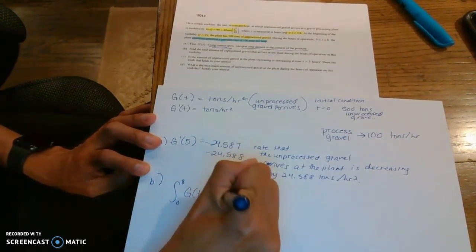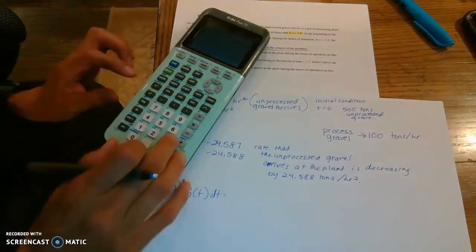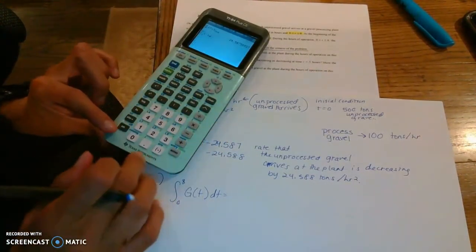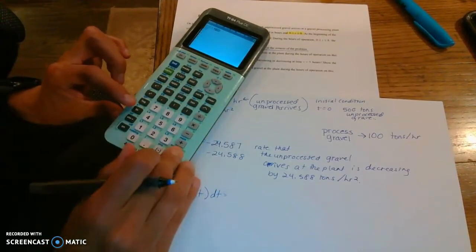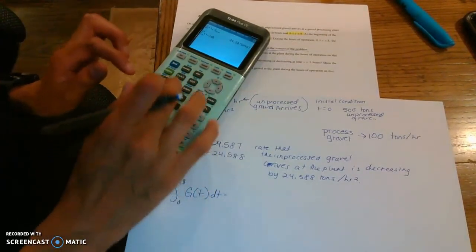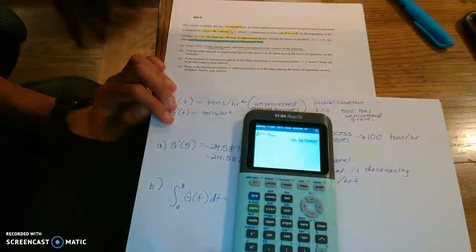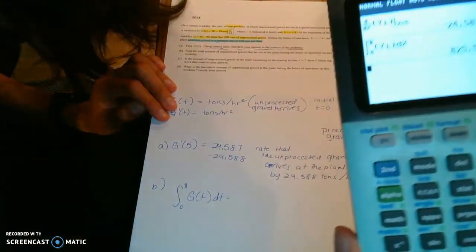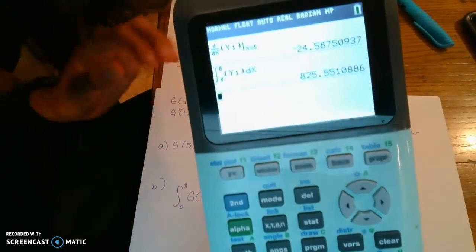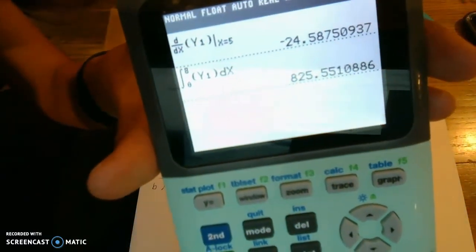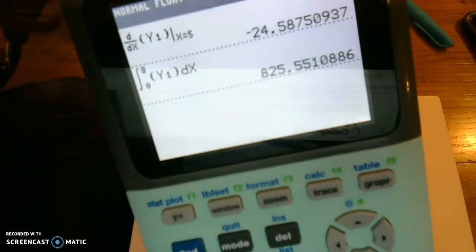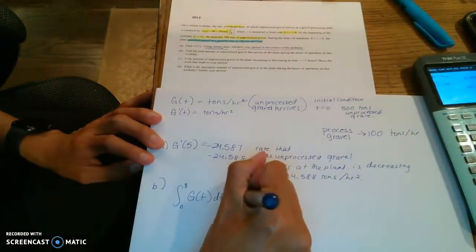Okay, so you're just going ahead and plugging that into your calculator. Math 9, 0 to 8, dx, and you're pressing enter. So hopefully your calculator is looking like mine and you're getting 825.551 tons.